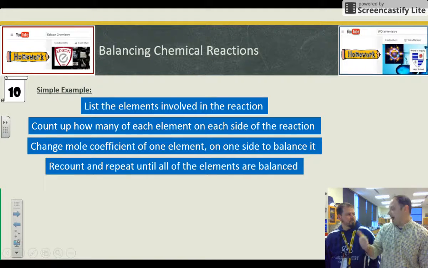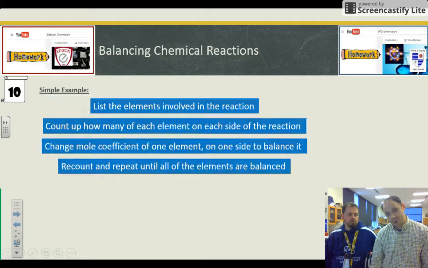I put it this way. You count, compare, change a coefficient, repeat. Count, compare, coefficient, repeat. You'll see. Yes, let's do it.